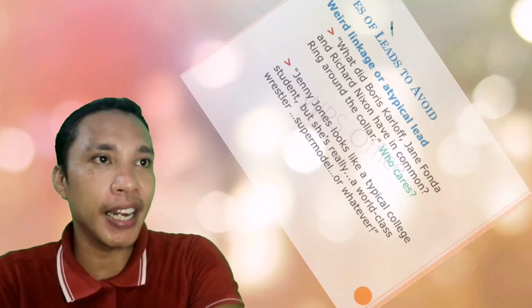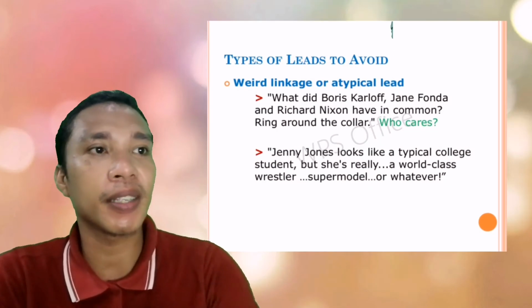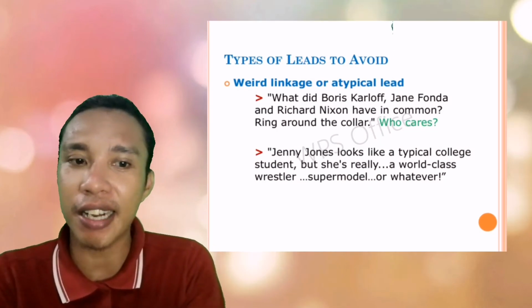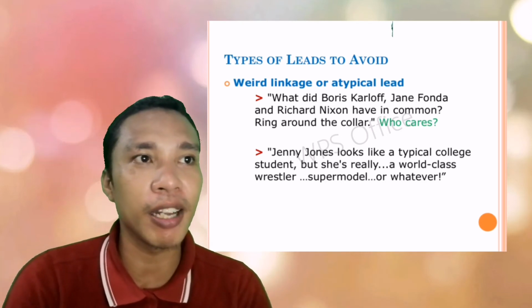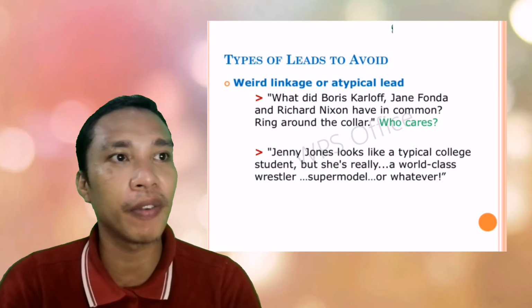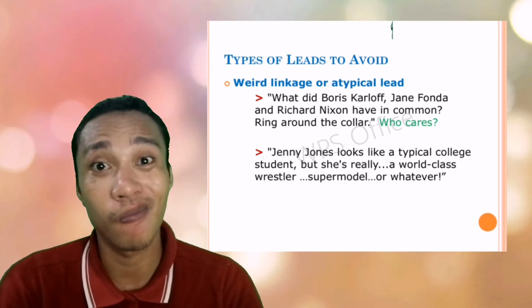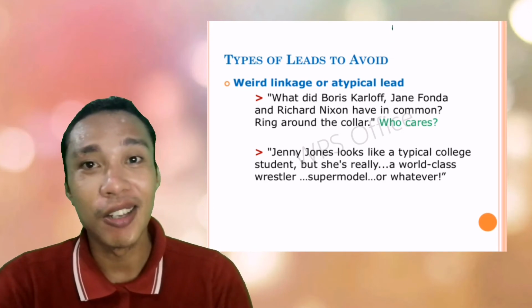Another one is the weird linkage or atypical lead. When you say you link something, you link someone to something that has no connection. Like, for example, what do Boris Karloff, Jane Fonda, and Jordan Sinabi have in common? Rings around the collar. Who cares, diba? Again, these are the things that you need to avoid. There are a lot of examples on the different types of leads when writing a feature story, so check your PowerPoint presentation for that.